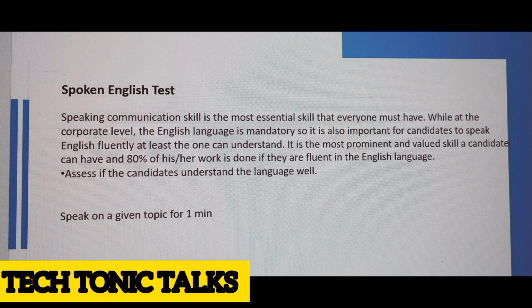Now next that we have is the spoken English test. Now speaking communication skill is most essential that everyone must have. You should know how to express your ideas, right? How to communicate them well to the other person so that the other person understands what's going on in your mind, what you are trying to convey to them, right? It is the most prominent and valued skill a candidate can have, and 80% of his or her work is done if they are fluent in the English language. So this test basically assesses if the candidate understands the language well or not.